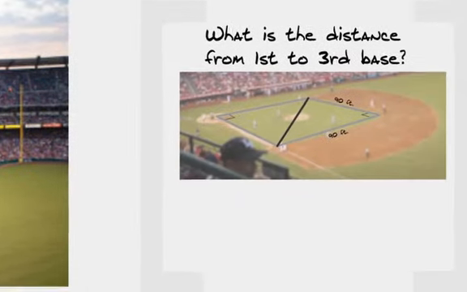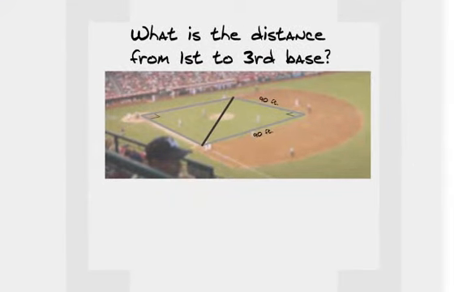Okay, so here is an example of the baseball diamond. Now, what's the distance from first to third base? We talked about going from the catcher to second base, but if this is 90 feet, that's 90 feet, 90 feet, 90 feet, how on earth could you find it using the Pythagorean Theorem? Well, I'm going to tell you how.